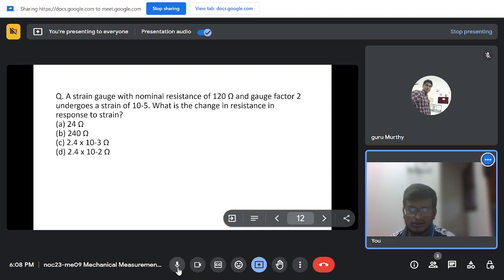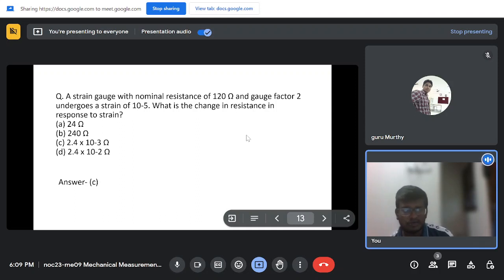So this is a simple calculation. We have been asked to calculate the change in resistance in response to a strain of 10 power minus 5. This is not 10 minus 5, it's 10 power minus 5. So the answer is option C. How will we calculate this? We know delta R by R equals gauge factor into strain. We know the gauge factor and the strain, which are 2 and 10 power minus 5. So delta R by R will be 2 into 10 power minus 5.